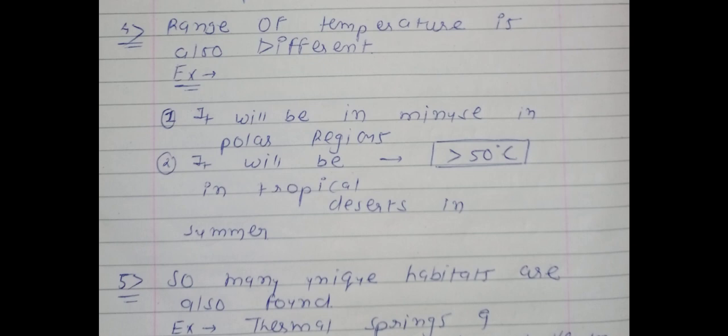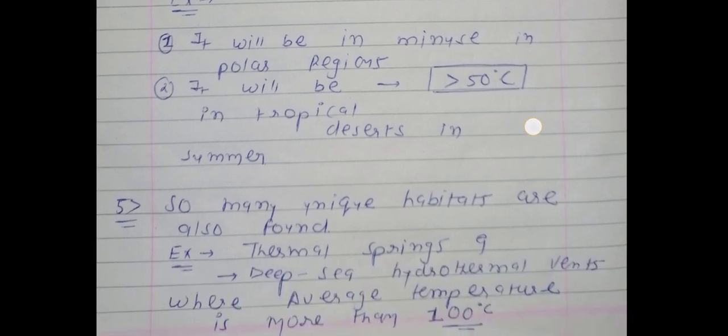So because of their location, the temperature of both regions is different. It means we can say that the temperature will be minus in the polar regions, and the temperature will be higher than 50 degrees centigrade in the tropical desert region in the summer season.